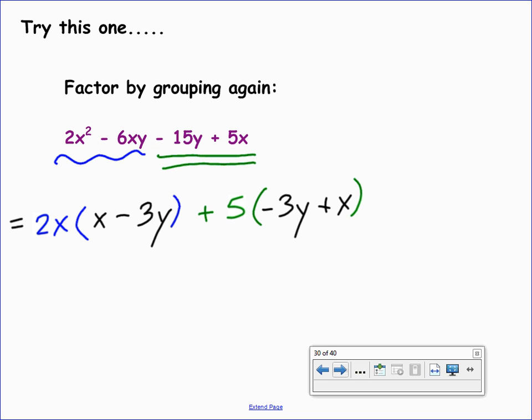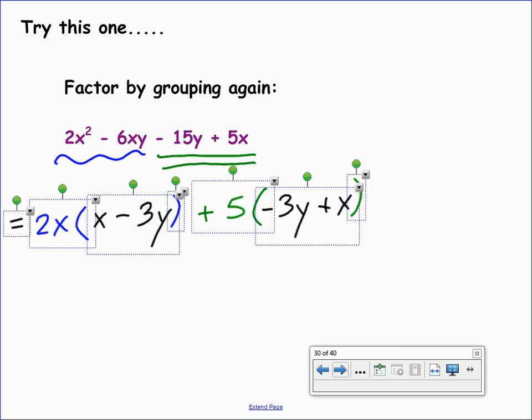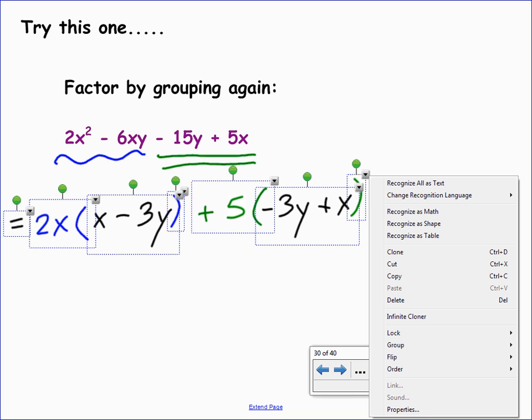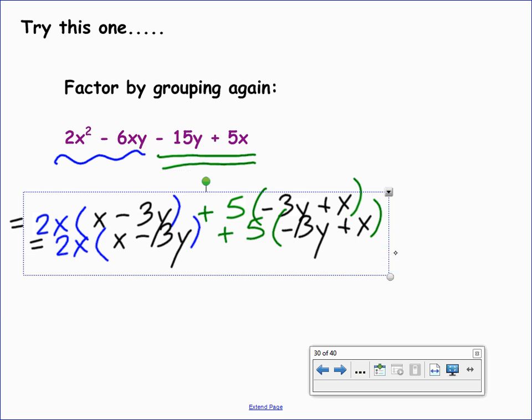I know I'm doing this correctly if I have created a common group. Have I created a common group? Well, if I took the time to reorder this, I would have positive x minus 3y, which matches positive x minus 3y. So I'll go ahead and do one more step. Group it. Clone it.